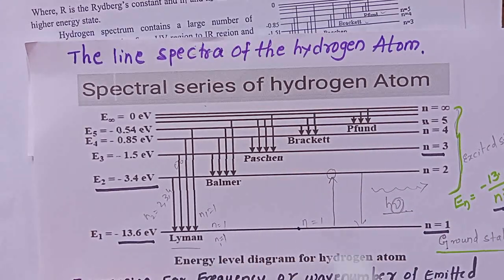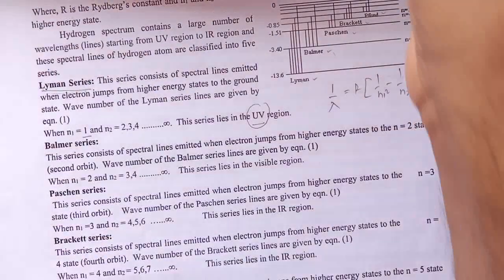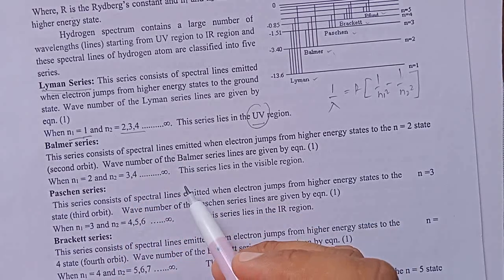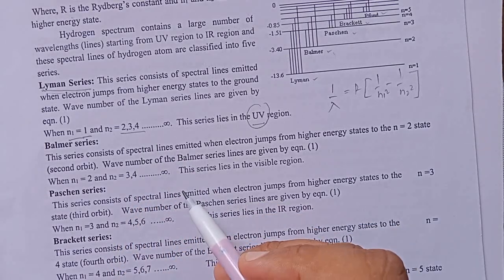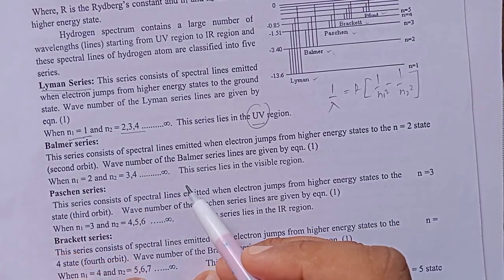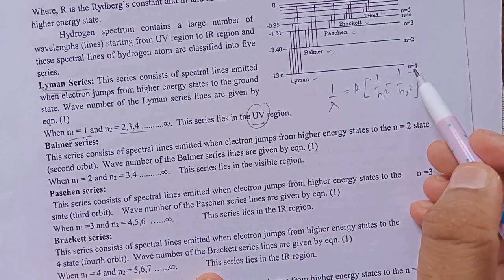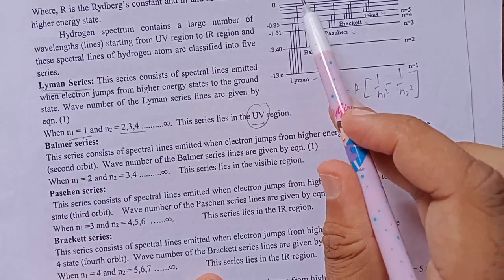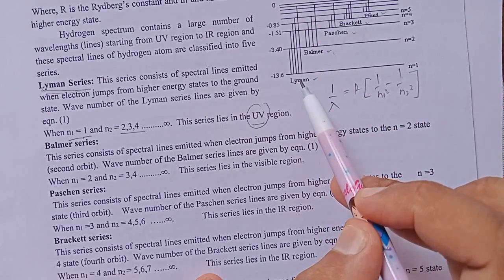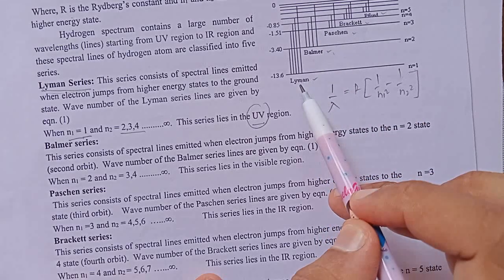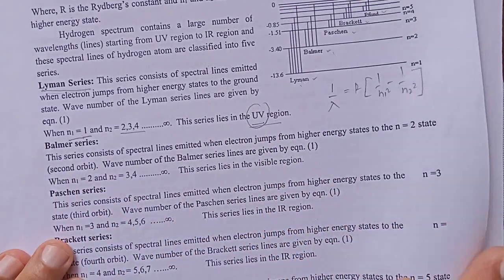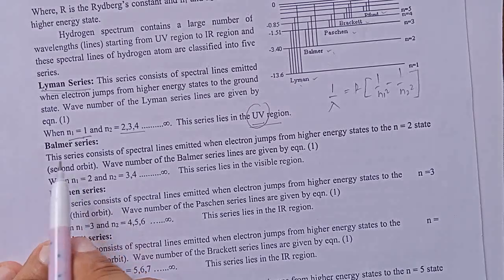So what are the values of n1 and n2 for the Lyman series? n1 is equal to 1 and n2 is equal to 2, 3, 4 and so on up to infinity. So always n1 is equal to 1 for the Lyman series. Always the transition takes place from the higher energy states 2, 3, 4 and so on to the first orbit. That is called the Lyman series, and this series belongs to the UV region of the electromagnetic spectrum.